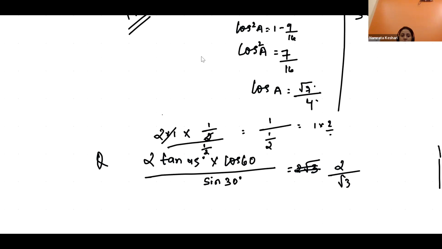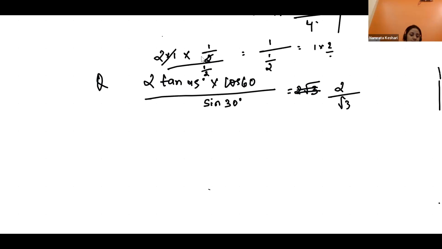Tan 45 is 1. Cos 60 is 1 by 2. And sin 30 is 1 by 2. Yeah. Root 3. Aisha, ma'am, by mistake I took tan 45's value as 1 by root 3. Please check it. What are you getting? Is it just 2 or what? Yes, now I got your answer.